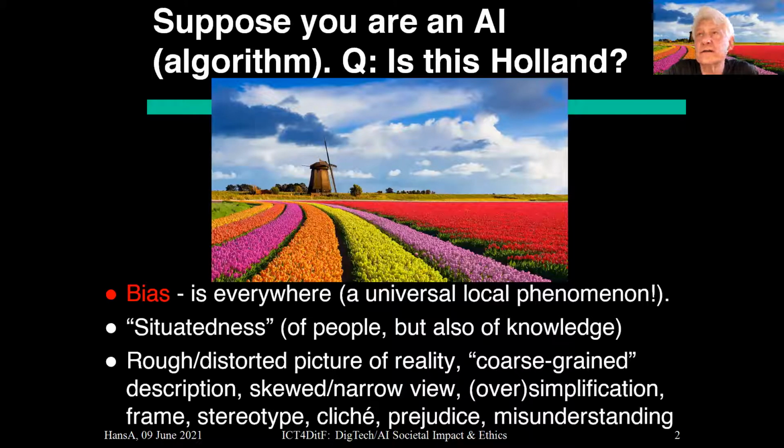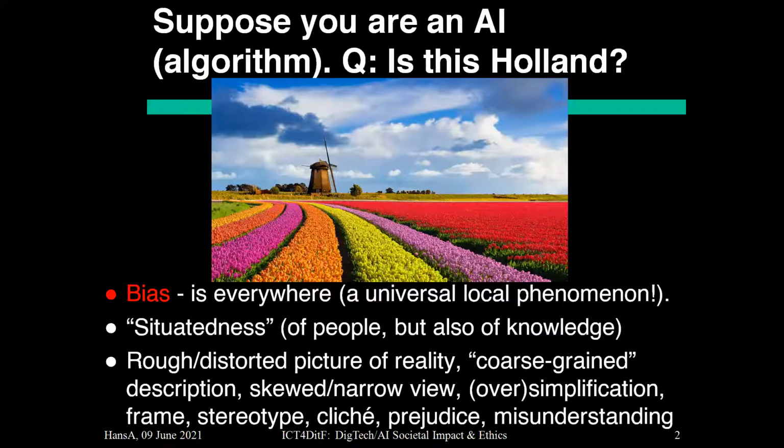Suppose you are an AI algorithm. And then I might pose to you the question, is this Holland? And if you are not Dutch and have never been there, you have no clue. The Dutch people, the Dutch algorithms among us would say, probably this is Holland, but it's not at all representative. So the photo is from Holland, but you only see this in a very small part of the year, typically early May, when tulips are flowering. So you see that this is perhaps Holland, but the photo is biased, not representative.